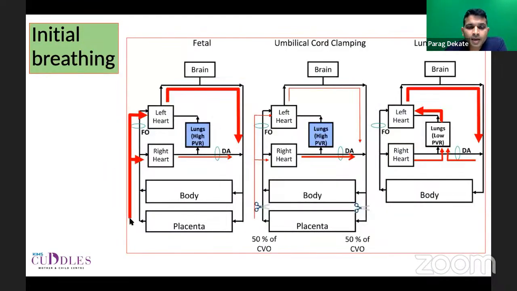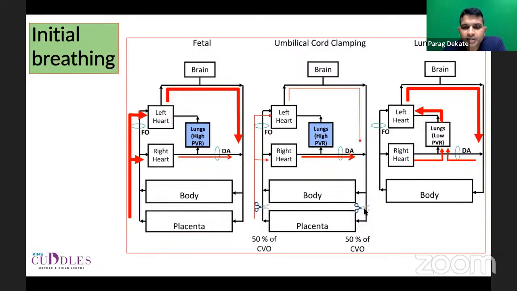We can see blood coming from the umbilical vein going into the left heart. So it's the placenta. There is more and more blood, and the body blood comes back into the right heart, crossing through the foramen ovale into the left part. Very little blood goes into the lungs. Through the ductus arteriosus it goes to the descending aorta, and there is a forward flow into the brain through the left atrium. With the umbilical cord clamping, what happens?